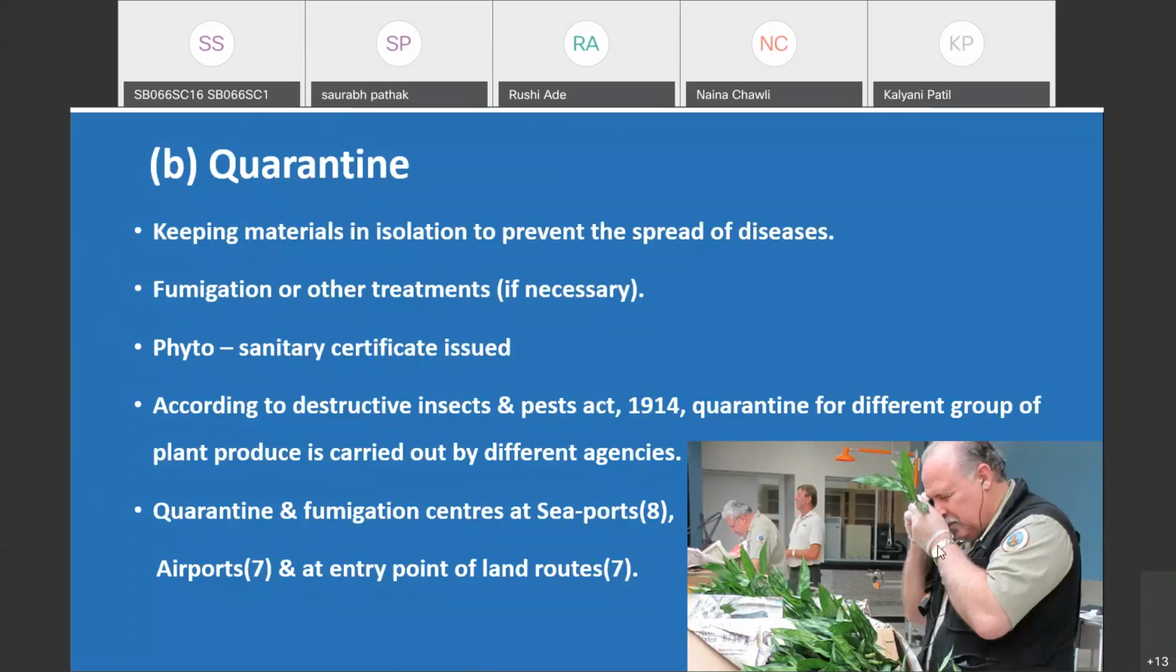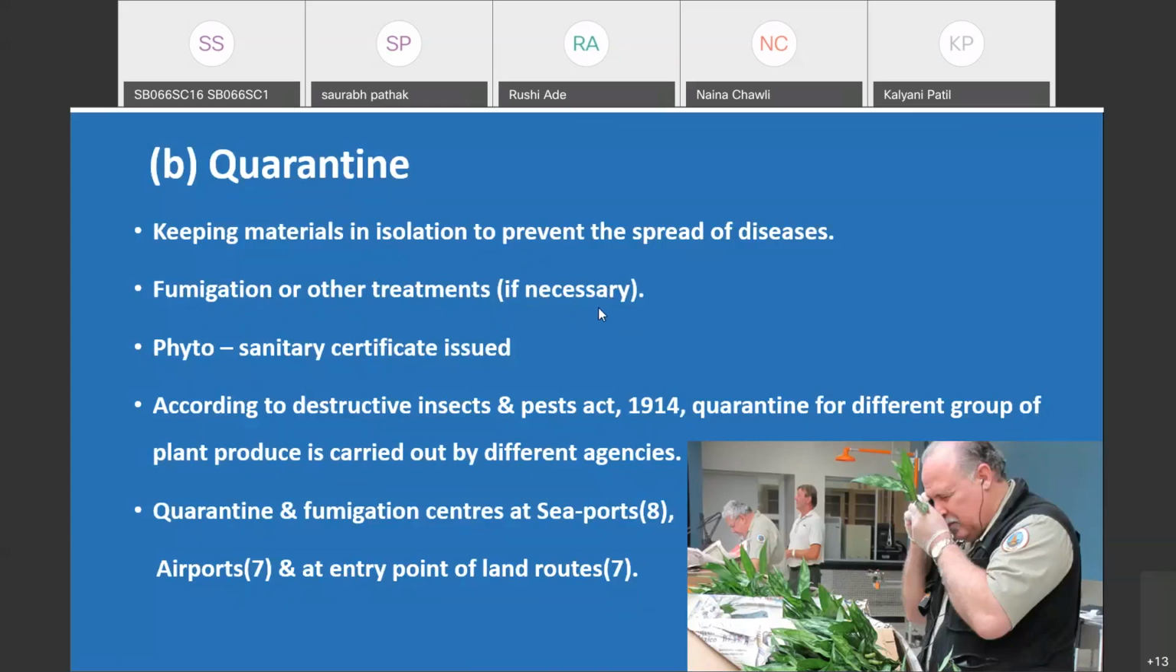Then, here in the photograph you can see the scientist observing the plant material to see whether it is contaminated with insects, pests, or diseases. Close scrutiny of the plant material is carried out. And if the plant material is found to be contaminated with certain types of insects, pests, and diseases, then that plant material is treated with certain chemicals; fumigation or other chemical treatments are carried out if necessary.